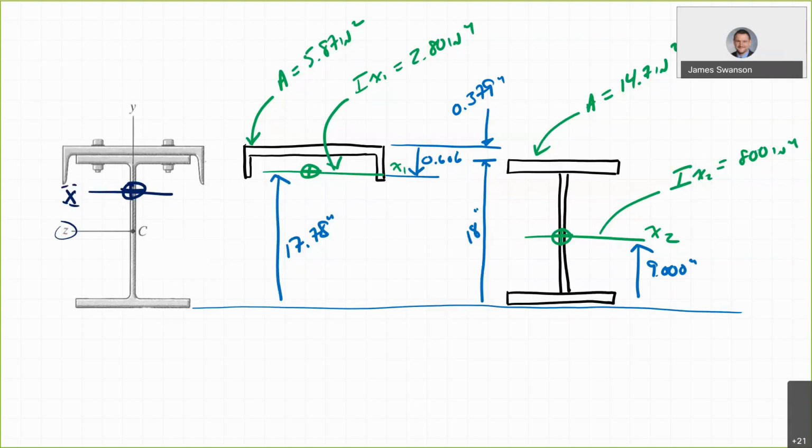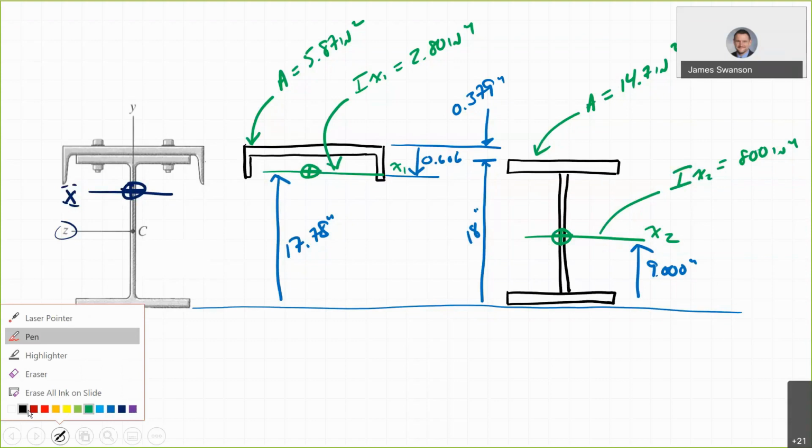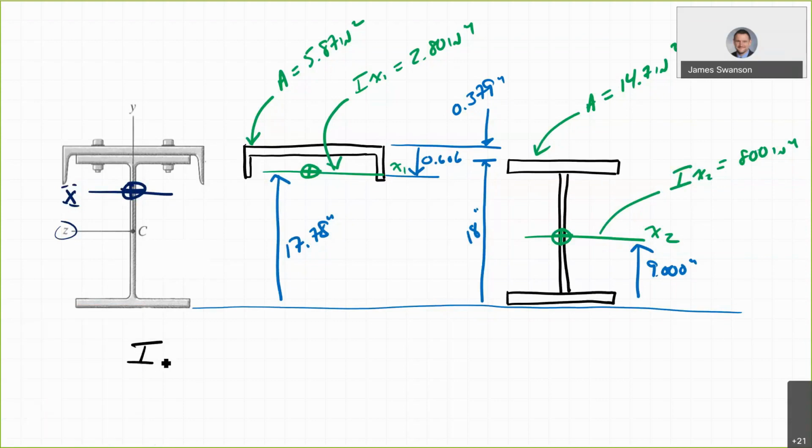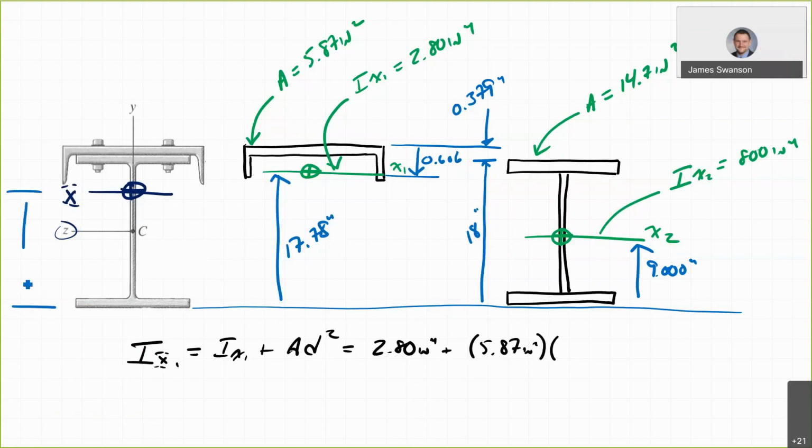All right. So let me do this. See if I have enough room to work this out here. I'm going to say that I sub big X for area 1 is equal to I sub little x for area 1 plus A times D squared. And that's going to go up there. So that's going to be equal to, for area 1, that was 2.80 inches to the fourth plus the area. That area is 5.87 inches squared times the distance, D. And I left one value out of here. This value here is 11.5 inches.